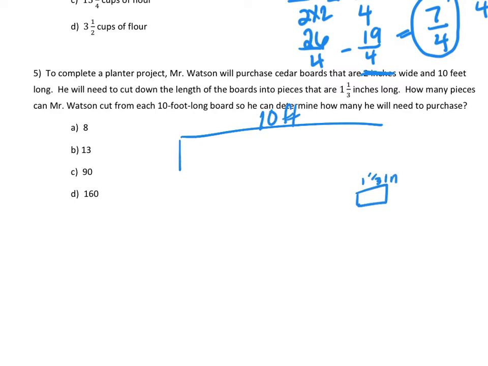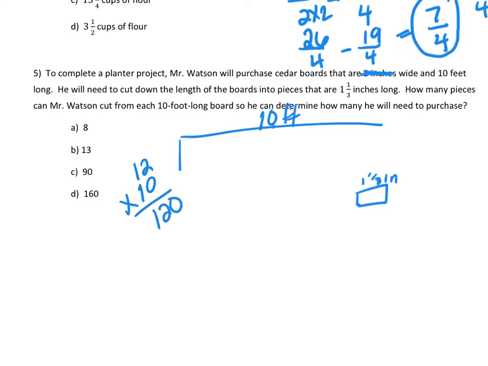So we have feet, well, we have feet and inches. We are dividing, but we've got to get a common unit. Does that make sense? I can't do inches and feet. I need both to be in feet or both to be in inches. So I'm going to convert it to inches because I feel like that's easier. How much is 10 feet in inches? It's 10 times 12, right?